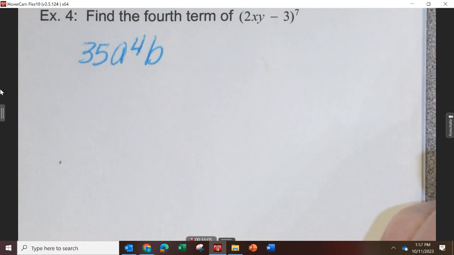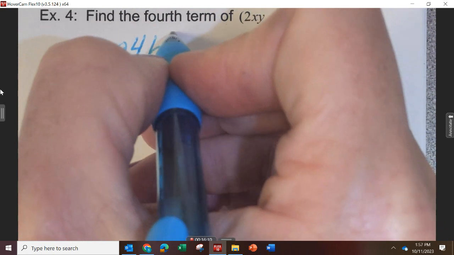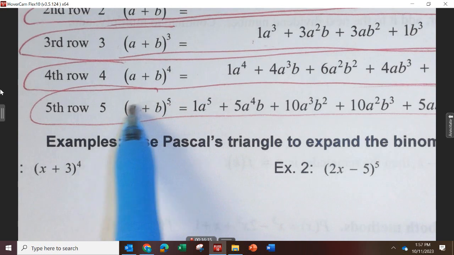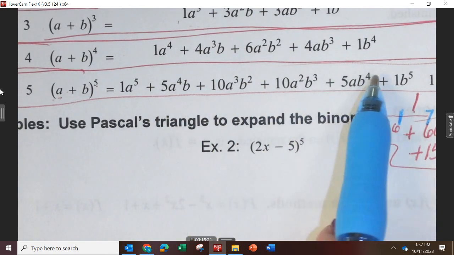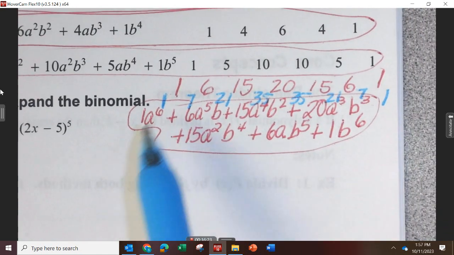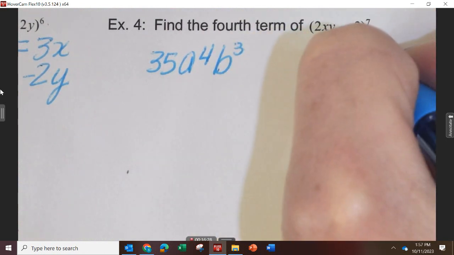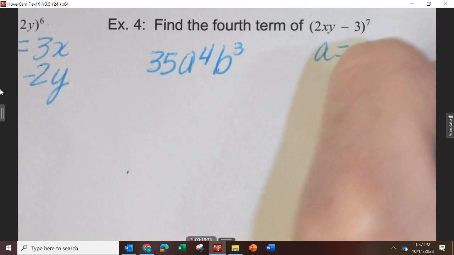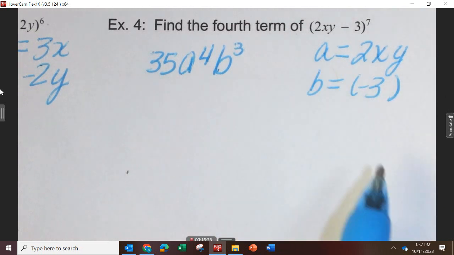B, do you guys know what it is? Cubed. Because what is the sum of these exponents always? We've noticed this with the pattern. 7 in that case. It's always equal to whatever that exponent is. See? 5, 5, 5, 5, 5, 5, for that row. Okay. So now, what is our A value? 2xy. What is our B value? -3. I'd like you to try that on your own.